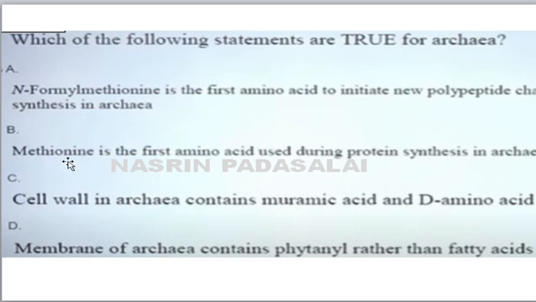So the correct options are: methionine is the first amino acid during protein synthesis in archaea, and the membrane of archaea contains phytanyl rather than fatty acid. If you take the membrane of E. coli and others, it is made up of fatty acid, whereas the membrane of archaea consists of phytanyl.